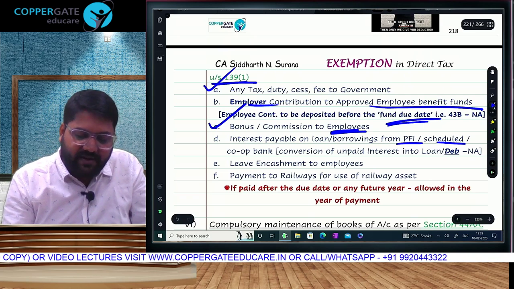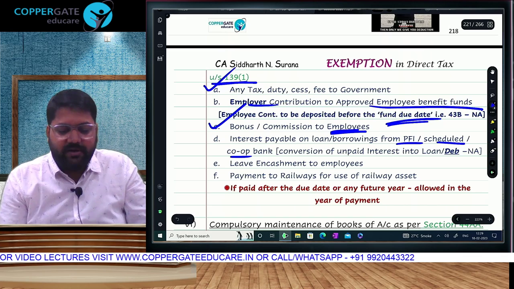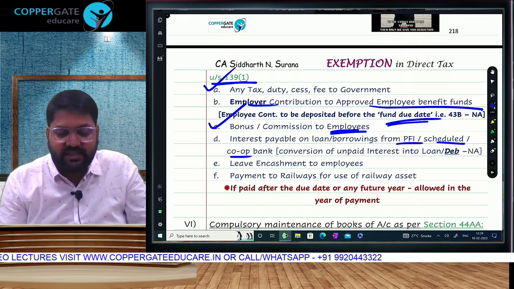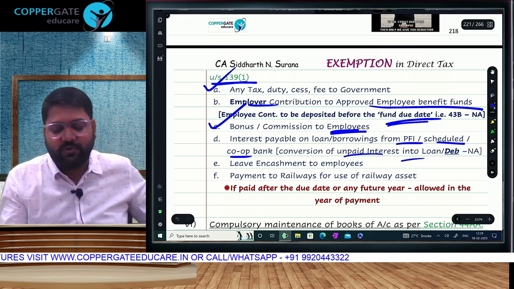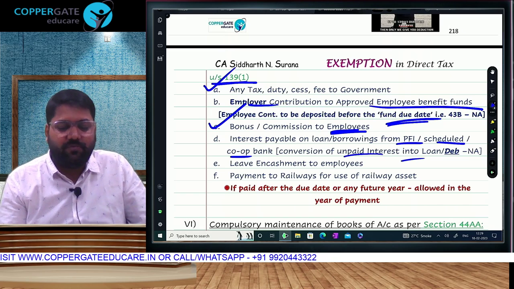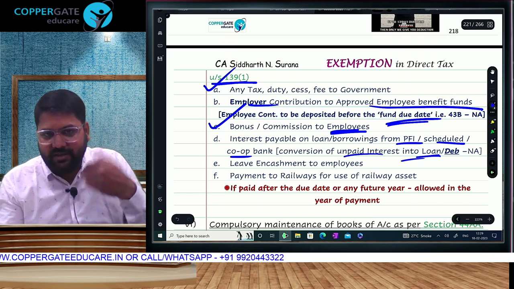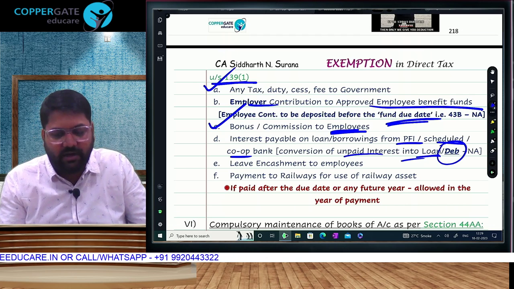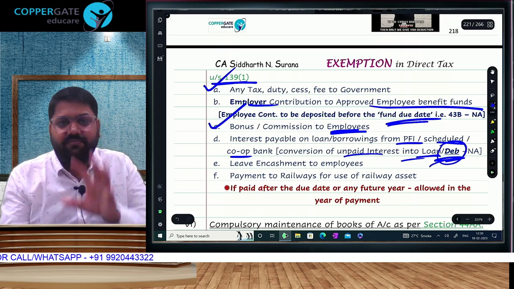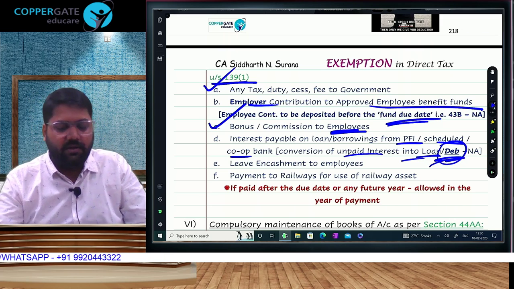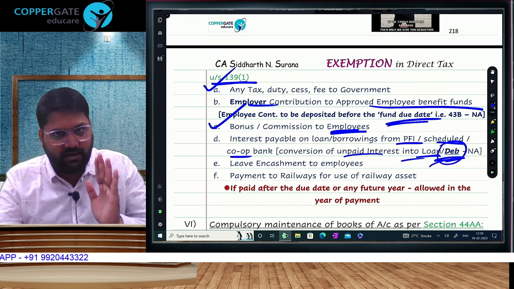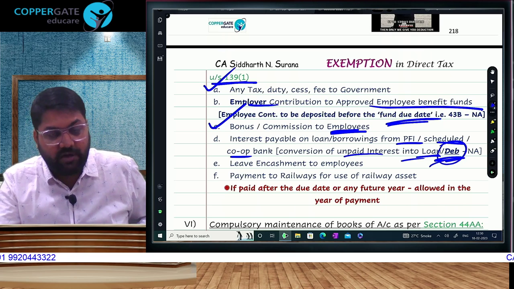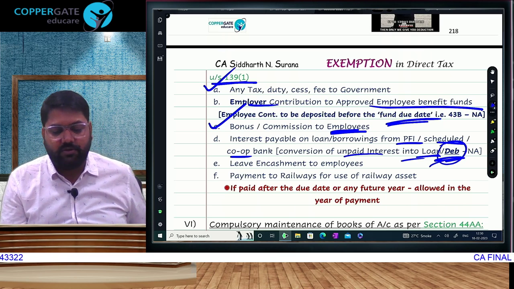Interest payable to public financial institution, scheduled bank or cooperative bank, that also only on payment basis. And conversion of unpaid interest into any loan or debenture is not going to be accepted. Loan ka to conversion not accepted, only debenture mein convert kiya to in a case law it was held as allowed, but they have amended the law. A conversion of unpaid interest into debentures will be disallowed. Into loan it was never allowed, into debentures in a case law it was allowed, but now they have amended and said that will also not be allowed.